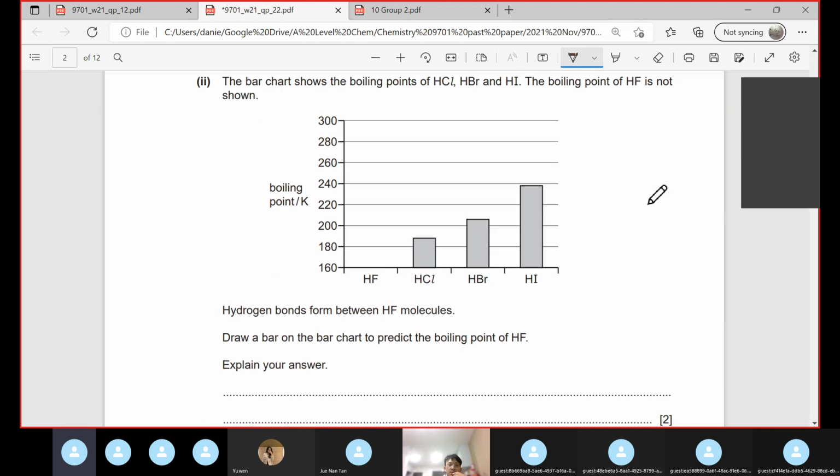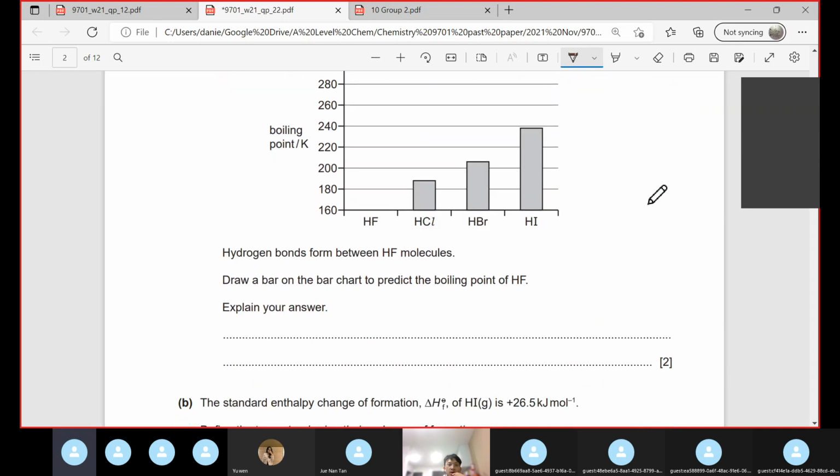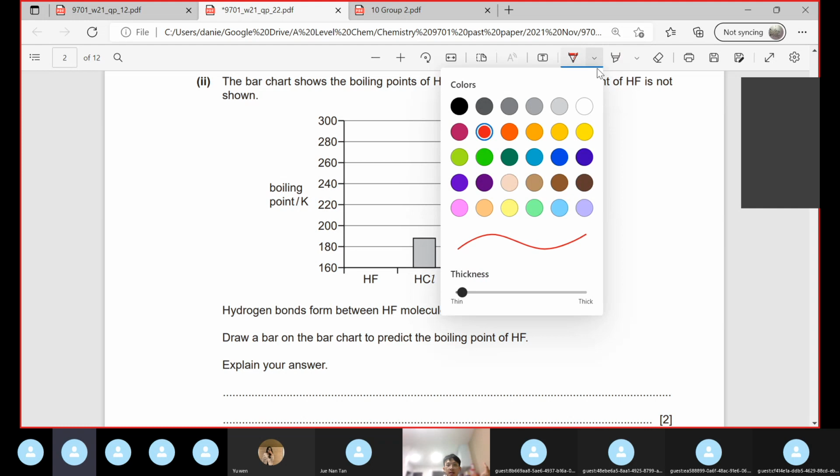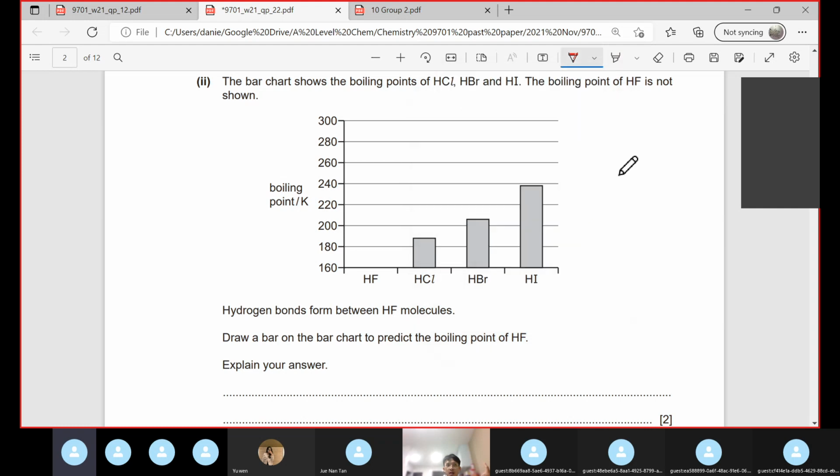Now let us move to the next part. Hydrogen bonds form between HF molecules. So the first mark over here, they ask you to predict the boiling point of HF. This kind of predicting question comes up quite frequently in these two to three years. If you have done some past questions, I believe you will notice it.